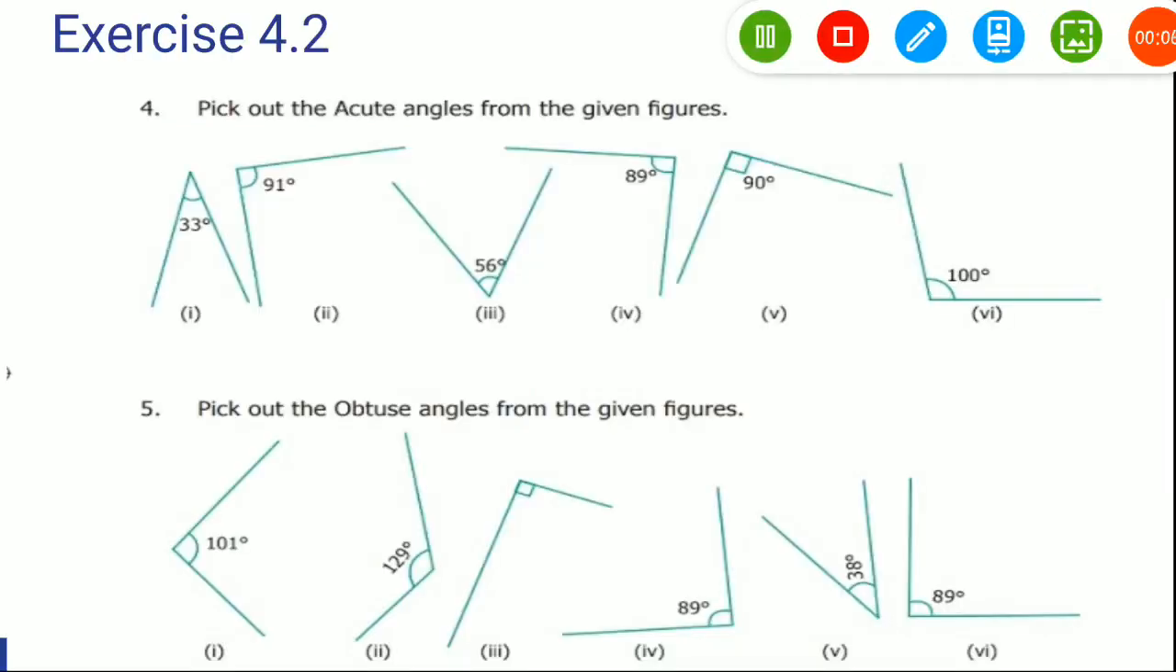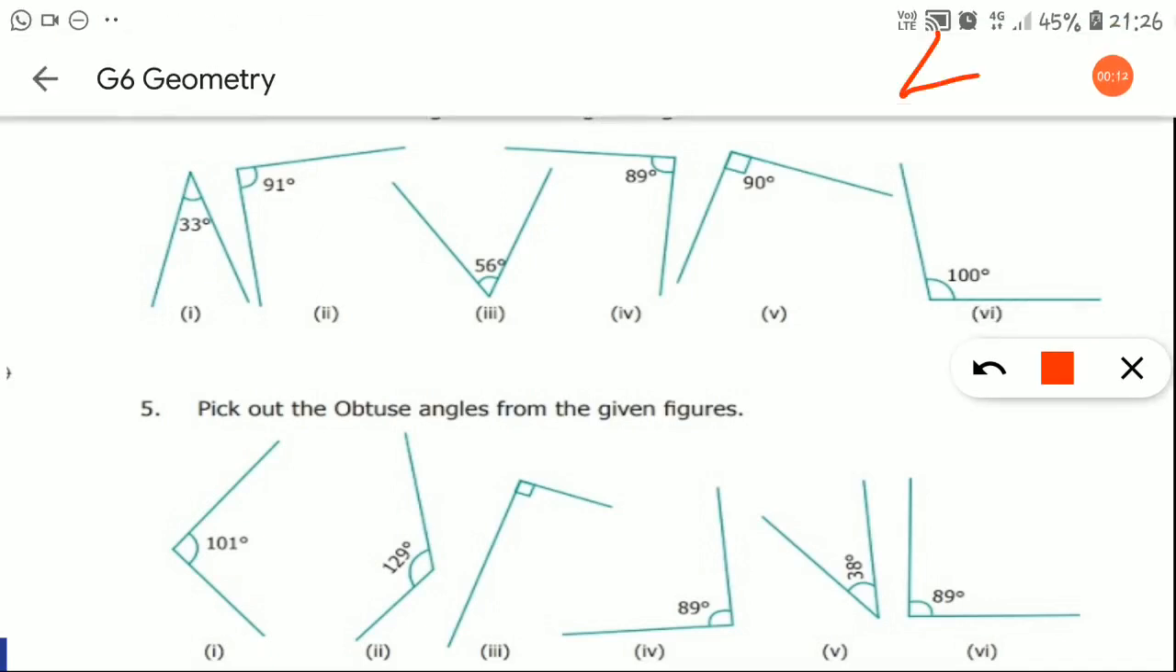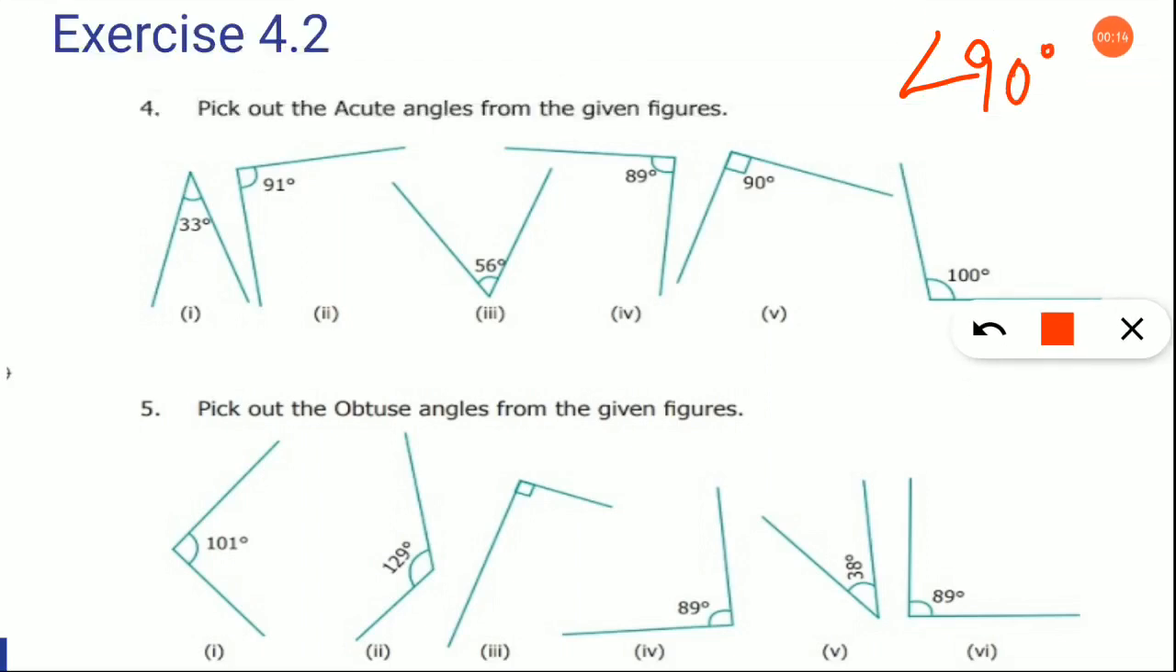Okay, now look at the fourth question. Pick out the acute angles from the given figures. Acute angle means it is lesser than 90 degrees. Okay, now look at the first subdivision. It is 33 degrees. 33 means it is lesser than 90, right? So the first one is a acute angle. Now same we check the second subdivision. It is 91 degree. Is it lesser than 90? No, it is 1 degree greater than 90. So this is not a acute angle.